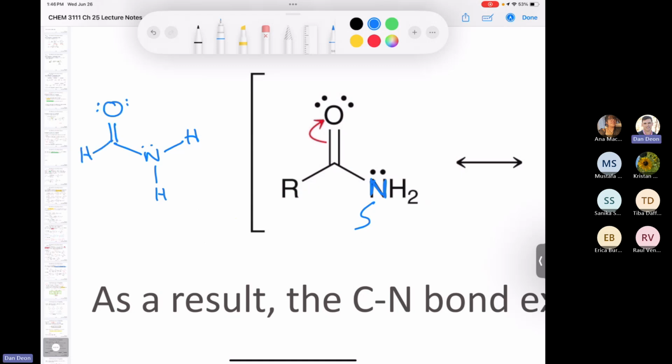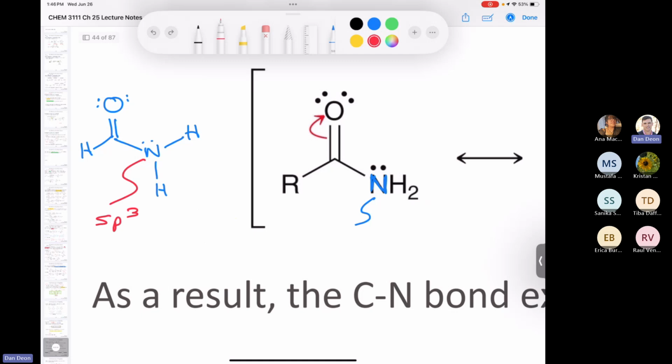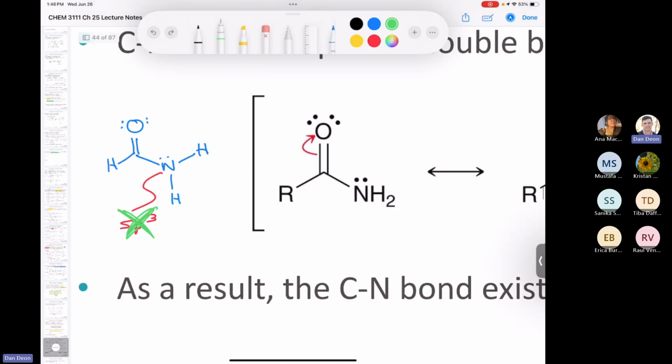And you might be tempted to look at that and say, that's sp3, okay? Because it's got 3 regions of electron density. It's got a lone pair, it's got 3 sigma bonds. That means a steric number of 4, therefore it's sp3. Wrong, okay? That's a big no-no. That nitrogen is not sp3. Why is it not sp3? It's because this lone pair, this little lone pair right here, is participating in resonance.